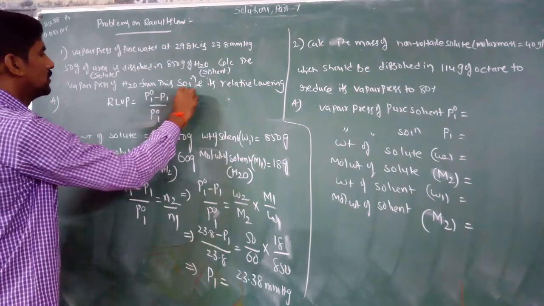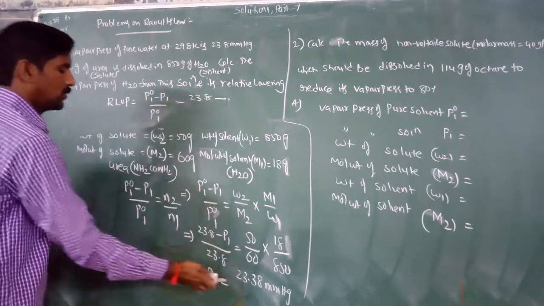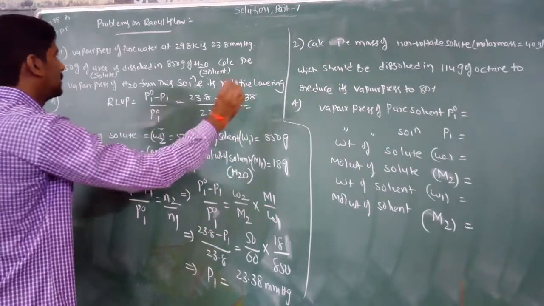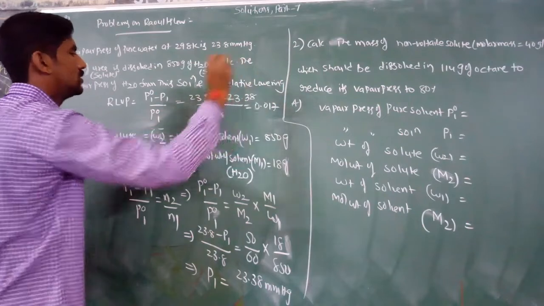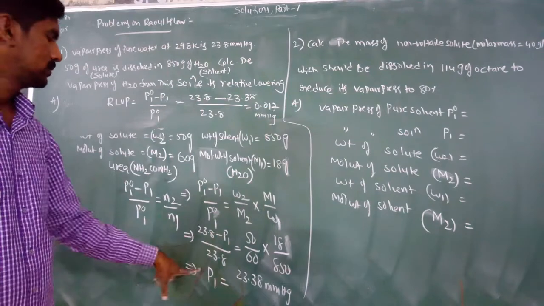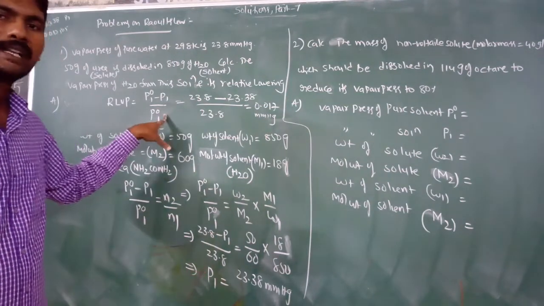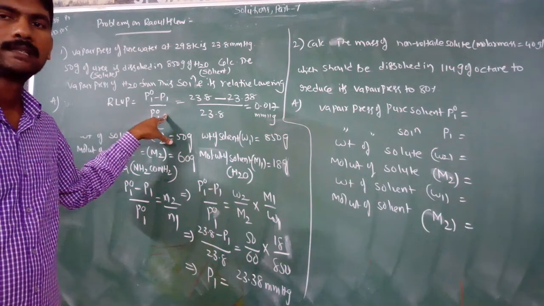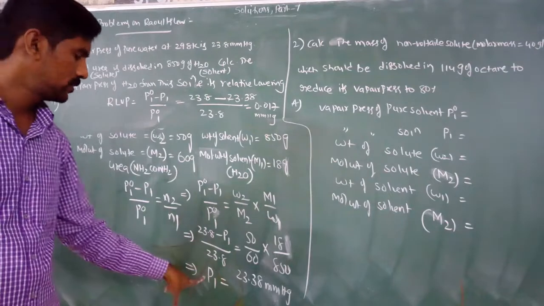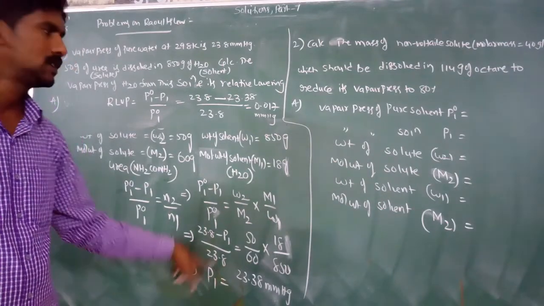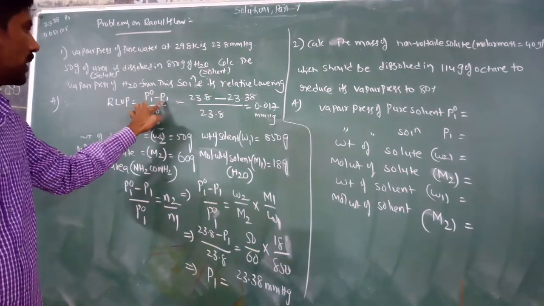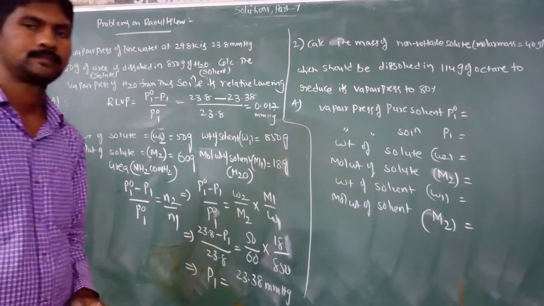Vapor pressure of pure solvent is 23.8 minus vapor pressure of solution 23.38, divided by 23.8. You can simplify it. We get the answer 0.017. So in this problem, we have to find the vapor pressure of solution and its relative lowering of vapor pressure. Already we found the vapor pressure of solution. From this we can find the relative lowering of vapor pressure using the formula P01 minus P1 by P01. We get the answer.